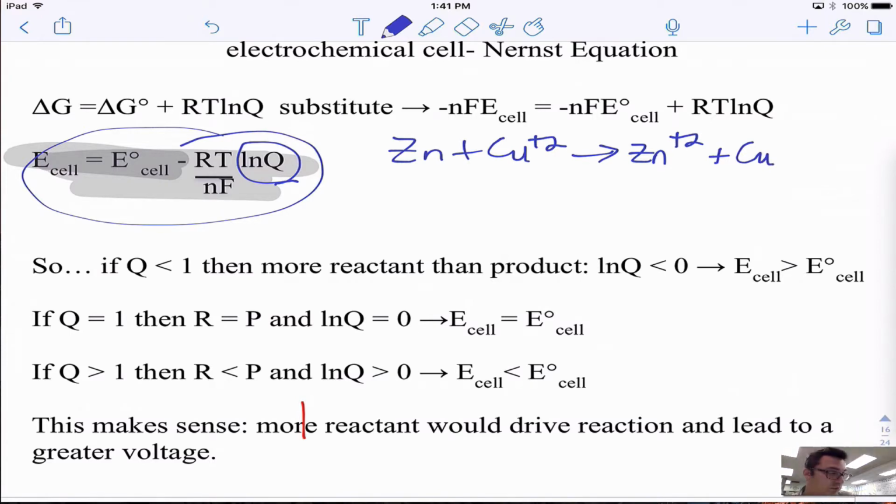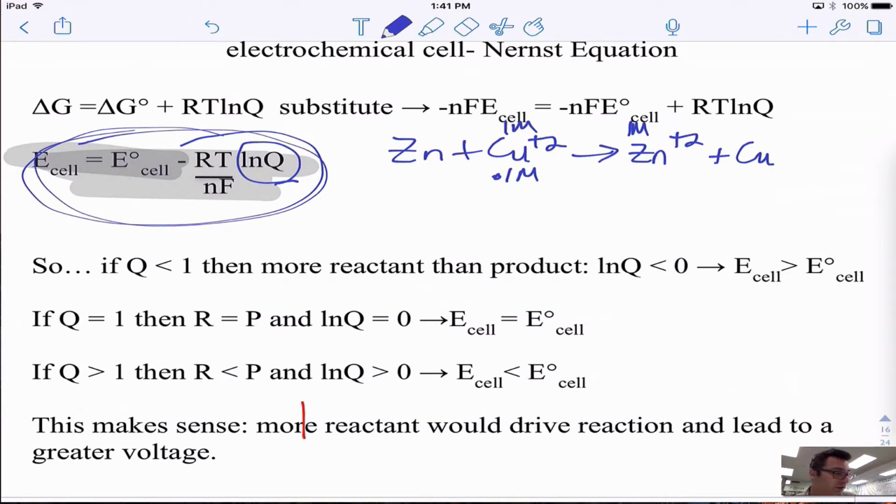And normally this was 1 molar for the ions, 1 molar and 1 molar. But now we have a situation in which we might change those concentrations. Like let's say, for example, we had 0.1 molar Cu plus 2. And in that case, we would use something called the Nernst equation to figure this out.